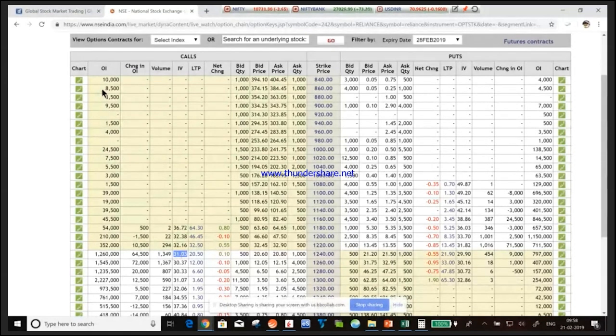Yeah, open interest is right from the beginning of the contracts. Whenever these contracts started trading, it could be last month, it could be 2 months back, whenever people started trading, since then, this is the open interest. Now, this IV is not intrinsic value. This is implied volatility. Remember.